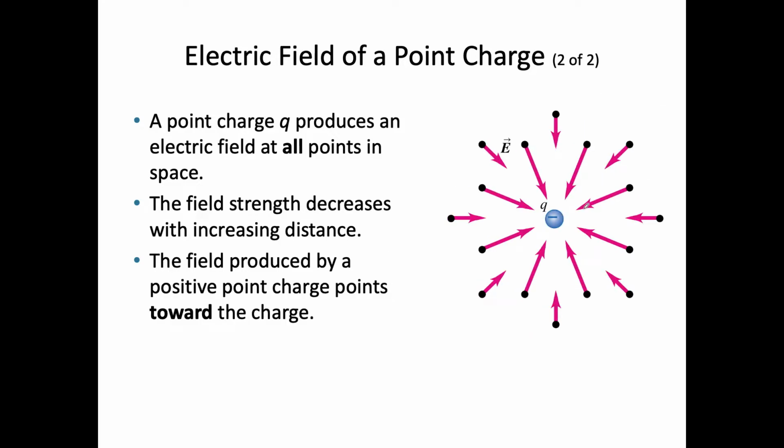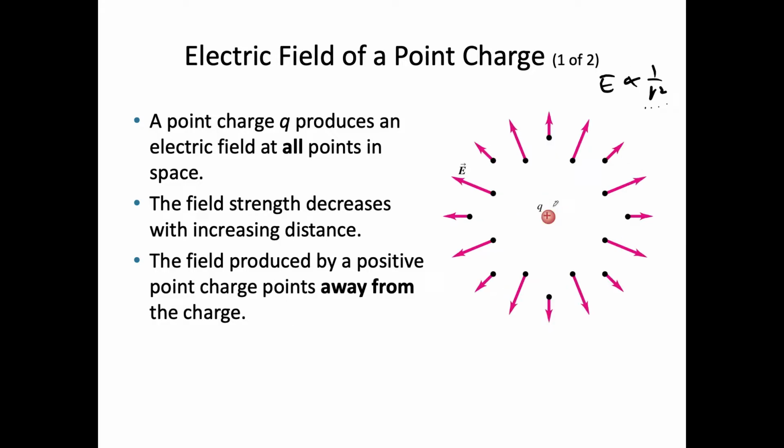On the other hand, if you have a negative charge, the negative charge creates an electric field at all points in space as well. And we also have this 1 over r squared relation. So strength decreases with distance from the charge. But this time, remember, the electric field produced by a negative charge is pointing into the charge. So for a positive charge, electric field is pointing away from the charge.